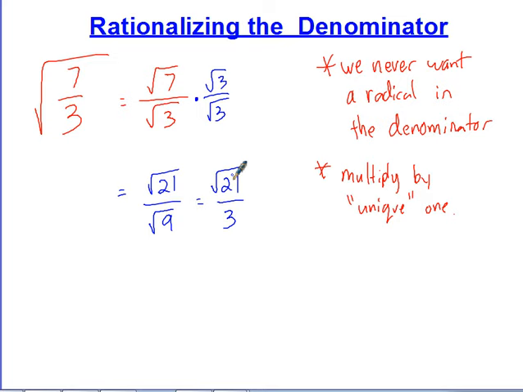Okay. Well, this is called rationalizing the denominator. Basically, the clue is this. I never want to see a radical in your denominator. So if you're ever doing a problem and you give me a radical in the denominator, I already know you're wrong. Okay? Because you did not rationalize it. All right.